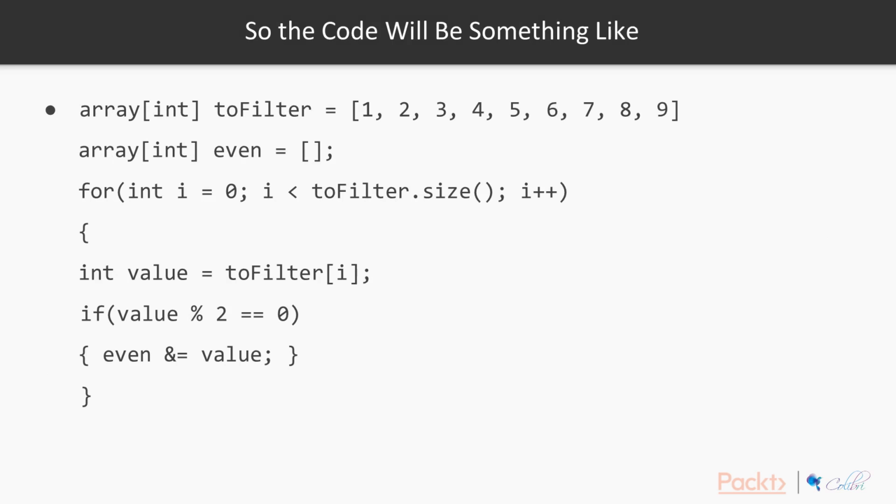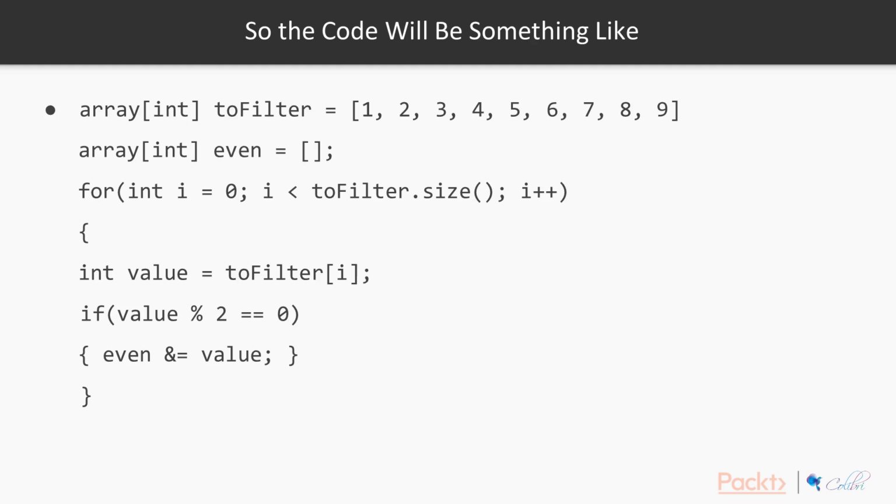We have an array of integers that we want to filter, 1, 2, 3, 4, 5, 6, 7, 8, 9. We want to create a new array of integers that will hold only the even integers, and then we want to loop over it. So for our iterator variable, int i equals 0, for i is less than the size of this array, increment i, and then for each index in this array, we want to get the value for it, so we read the element from the list. Then we want to evaluate it against our filter function.